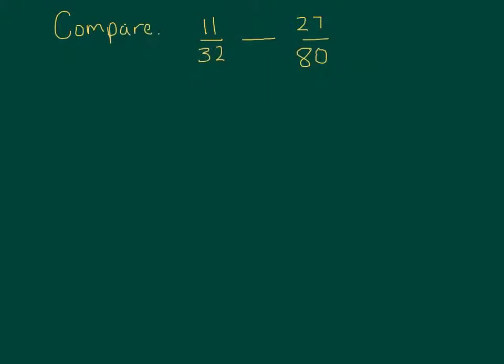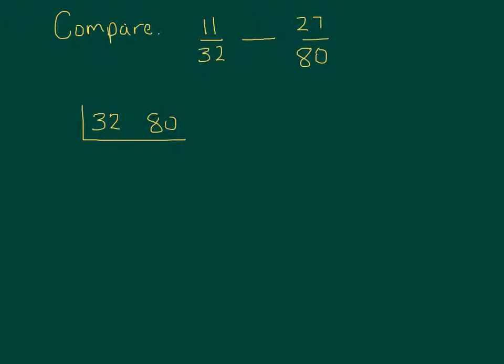Alright, for this problem we're going to compare two fractions with unlike denominators. The denominators are definitely not relatively prime, so we cannot easily just multiply them to get the common denominator. So let's look at their least common multiple using the ladder method. Put 32 and 80 inside the ladder.